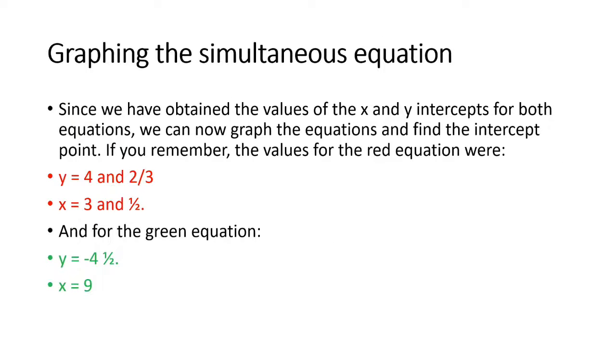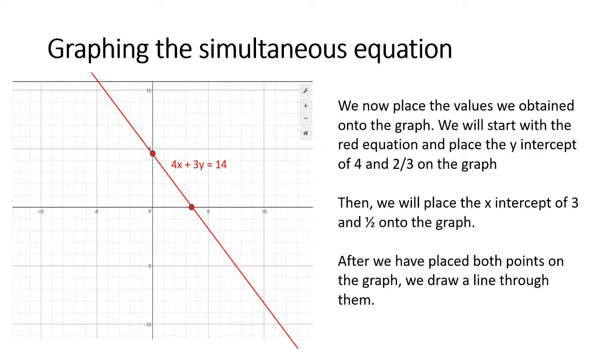Since we have obtained the values of the x and y-intercepts for both equations, we can now graph the equations and find the intersection point. If you remember, the values for the red equation were y equals 4 and 2/3 and x equals 3.5. And for the green equation, y equals negative 4.5 and x equals 9. We now place the values we obtained onto the graph. We start with the red equation and place the y-intercept of 4 and 2/3 onto the graph. Then we will place the x-intercept of 3.5 onto the graph.